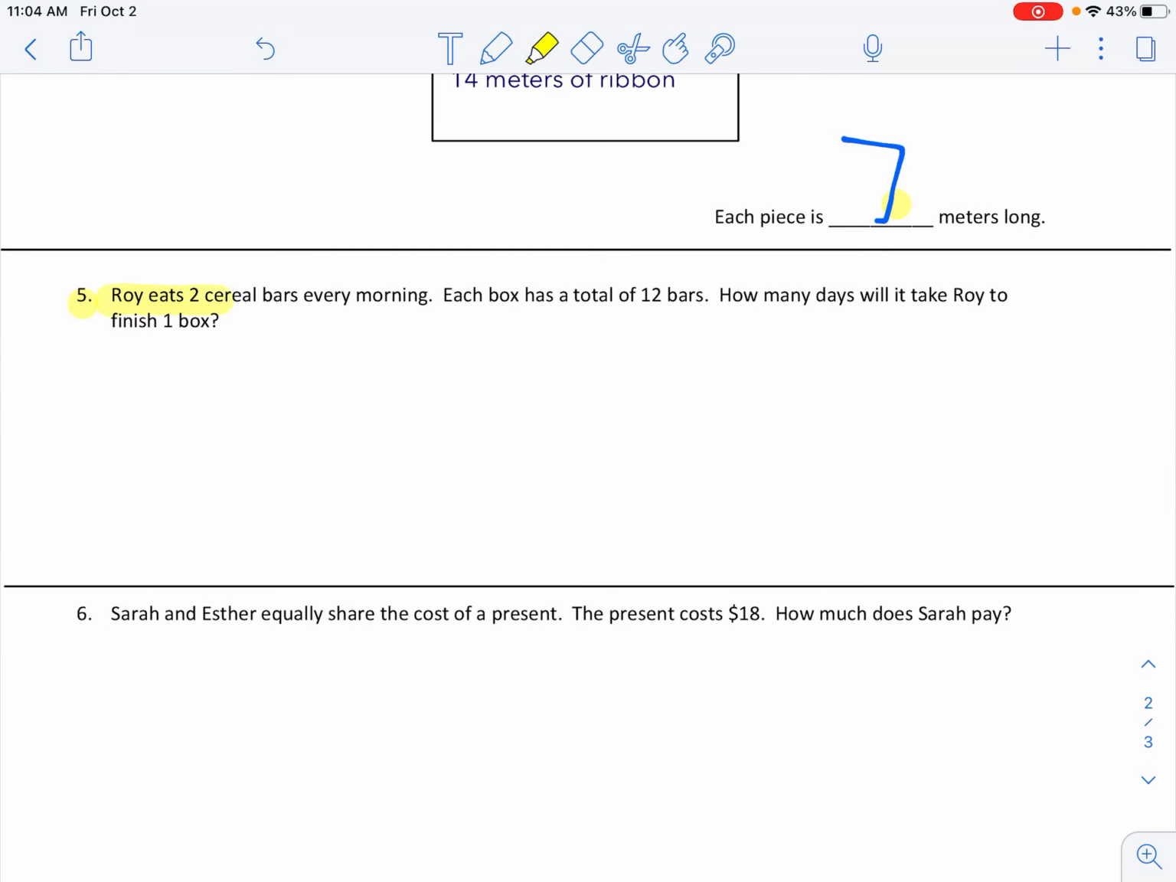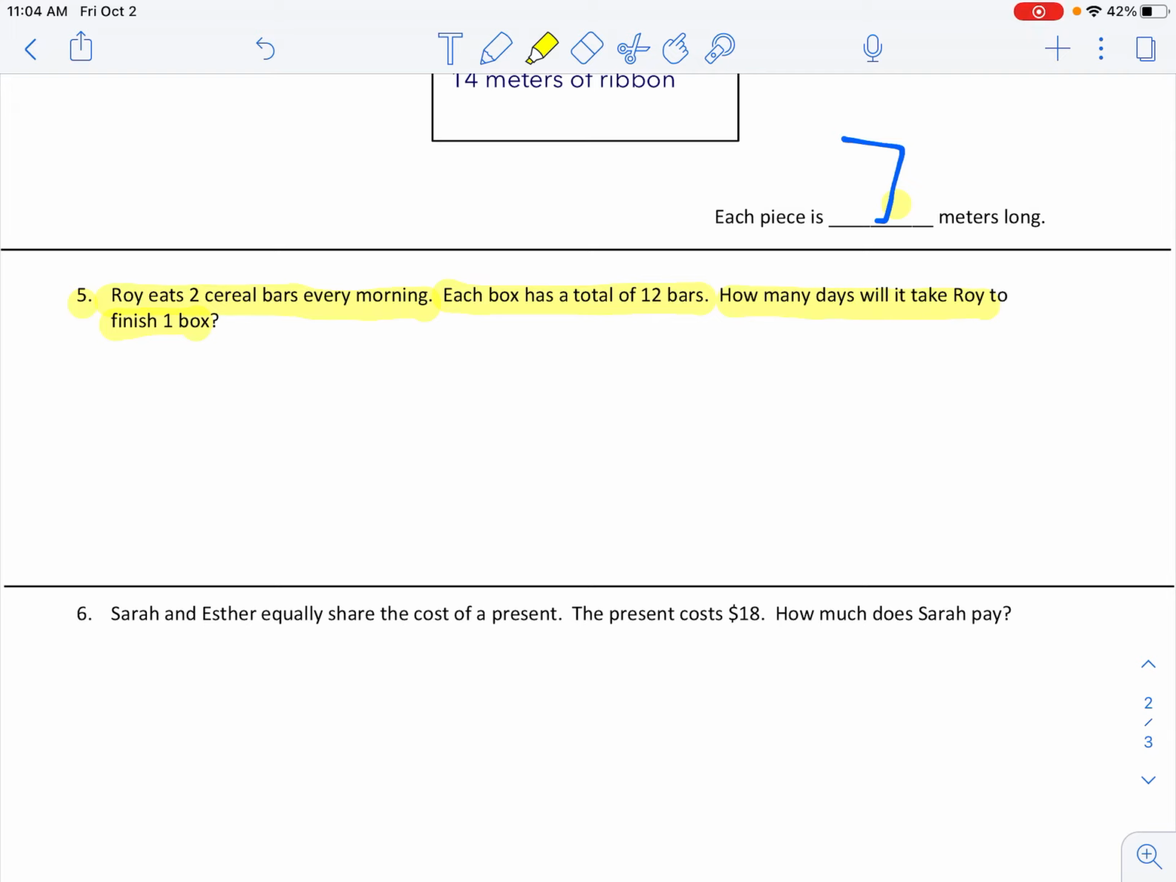Okay, number 5. Roy eats 2 cereal bars every morning. I almost said Roy eats 2 boxes of cereal every morning. That would be a lot of cereal. Each box has a total of 12 bars. How many days will it take Roy to finish 1 box? This time we don't know how many days, we just know how many bars he has.